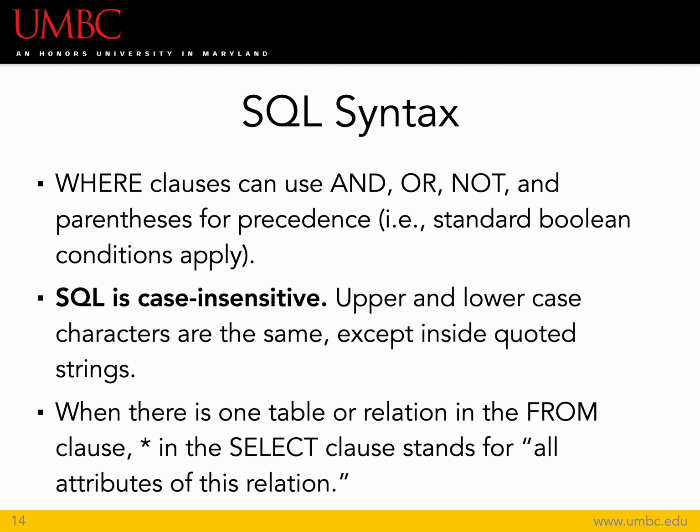If you do happen to have more than one table in a relationship, then, if you have one table in the relation in the FROM clause and a star in the SELECT clause, that's going to basically stand in for all of the attributes that are available in this table. And that's certainly true for joins and other more complicated queries as well.